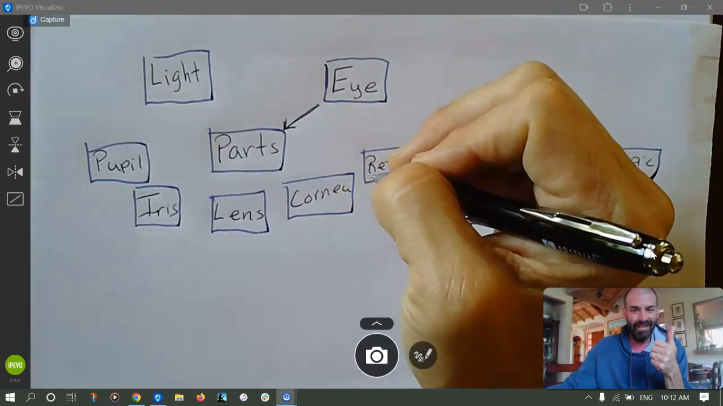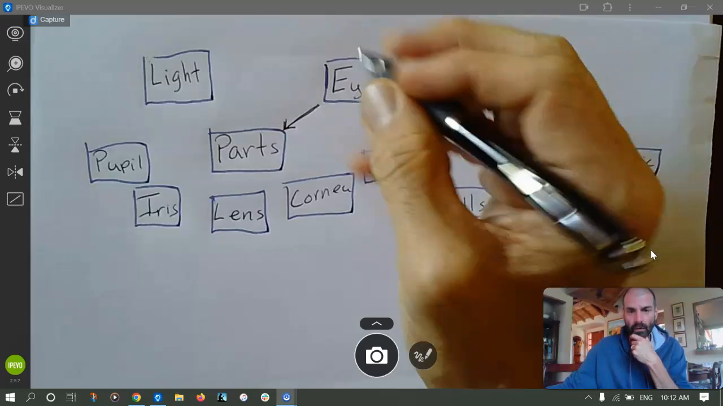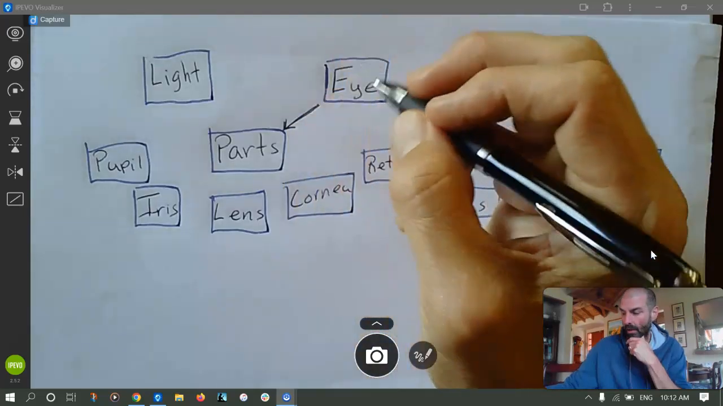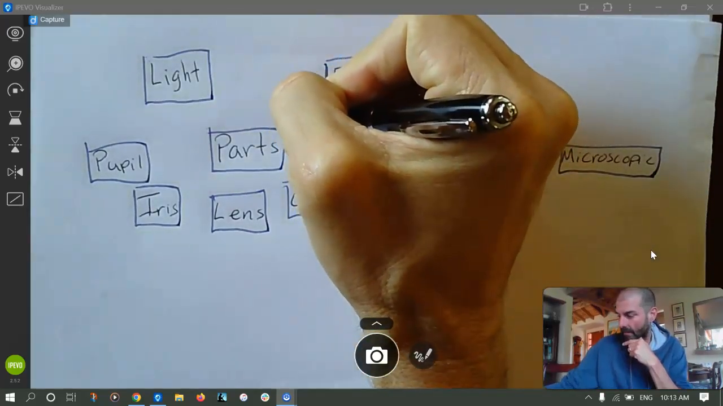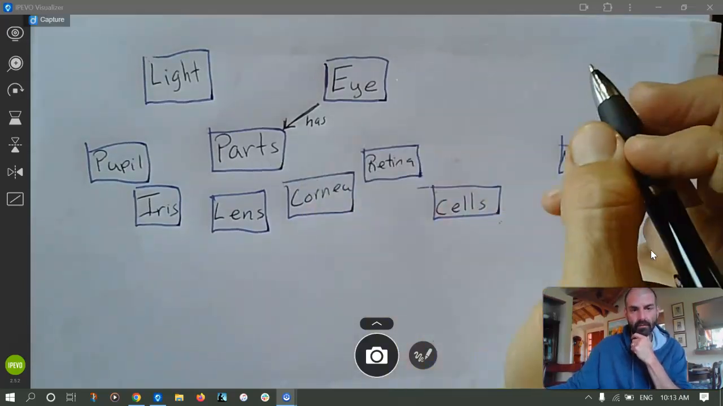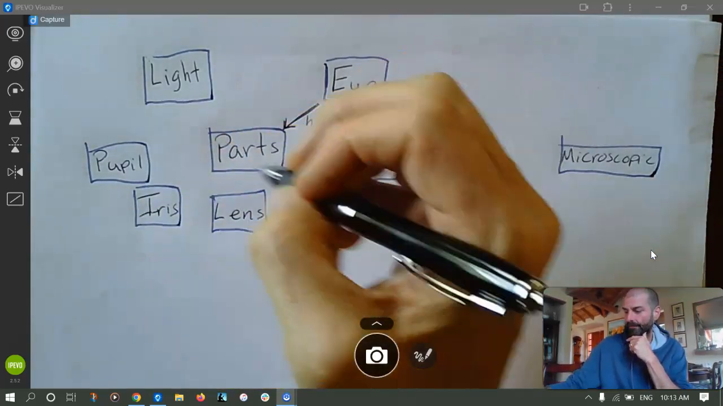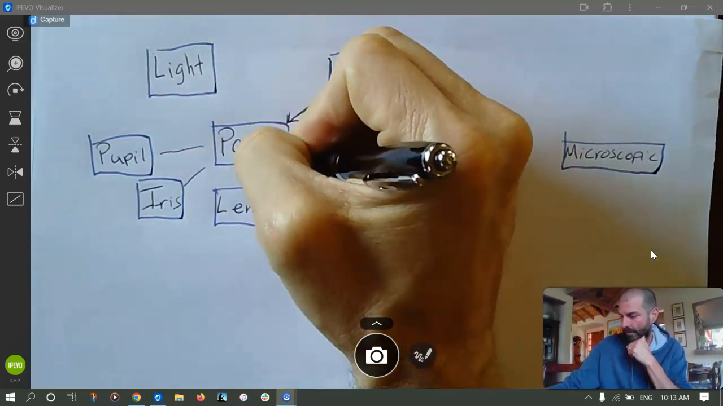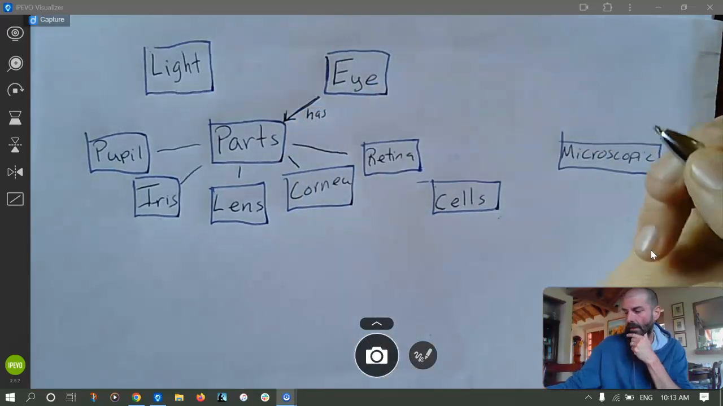And now I need to have that linking term or linking word. So if I think about this as a sentence, the I parts. Well, the I has parts. So that's my linking term. The I has parts. Cool. What parts does it have? Well, we have these guys right here. We have the pupil, the iris, the lens, the cornea, the retina.